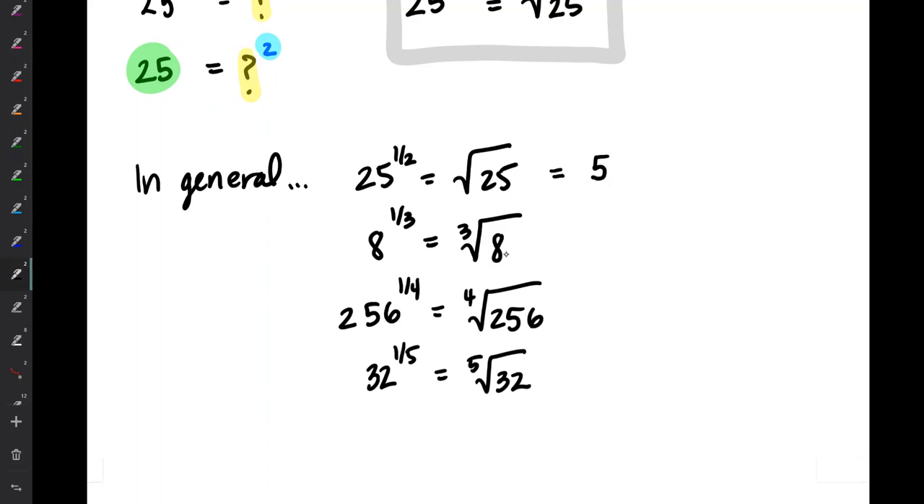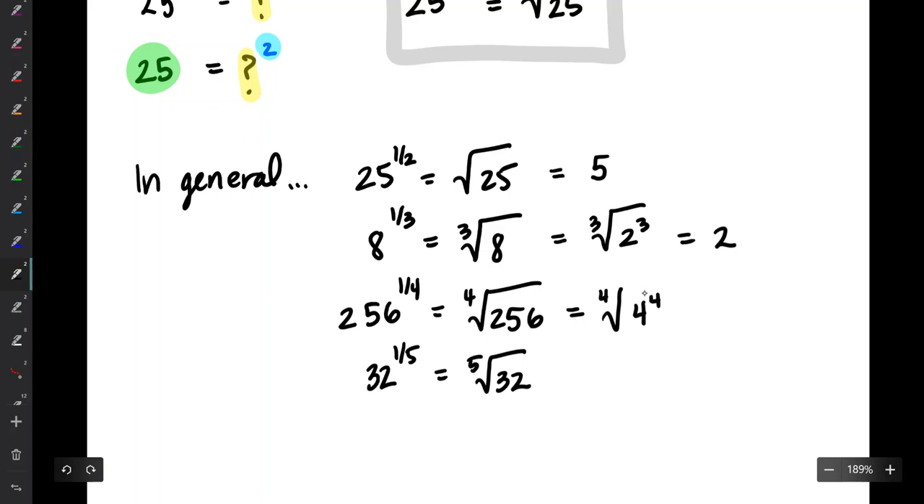The cube root of 8, that's asking me what number times itself 3 times is 8. Well, 2 cubed, 2 times 2 is 4, times 2 is 8. So the cube root of 8 is 2. The 4th root of 256 is asking myself what number times itself 4 times is 256. And that's 4. 4 times 4 is 16, and then times another 4 times another 4 is 256.